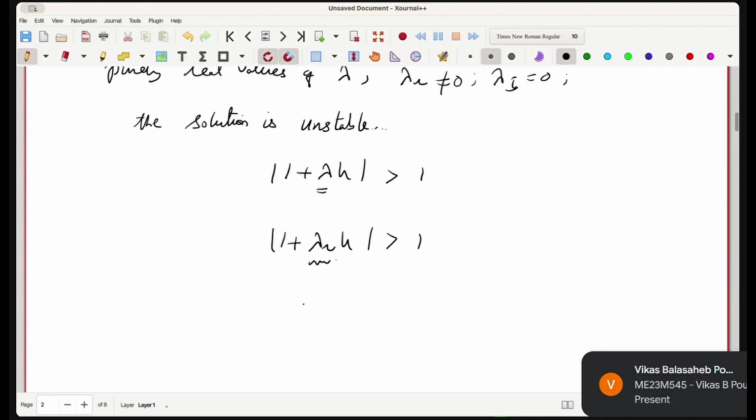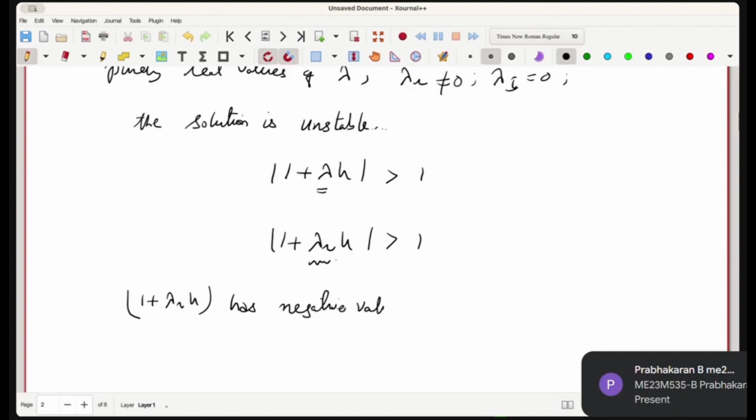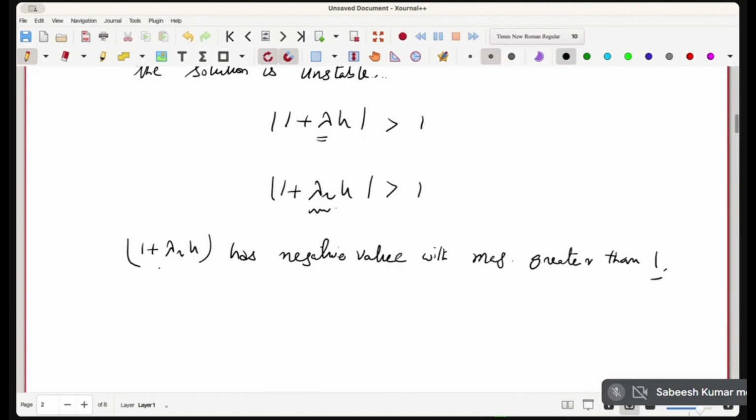For it to be greater than 1, we say that essentially 1 plus lambda r h has a negative value, right? With magnitude greater than 1, right? So this is only possible when this has a negative value whose magnitude is greater than 1, right? So if this is the case, what will happen?